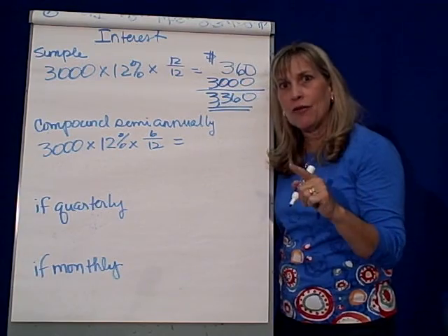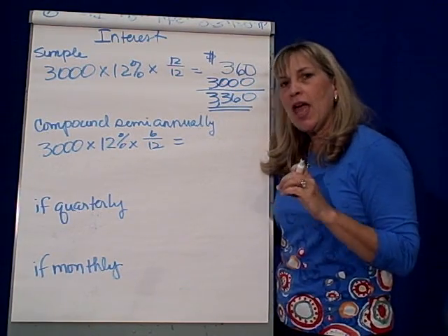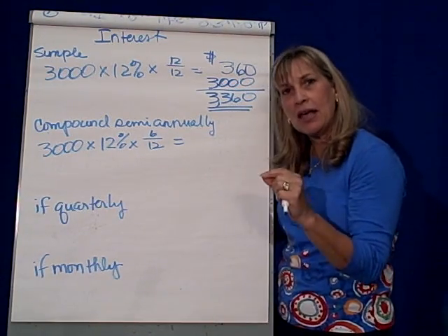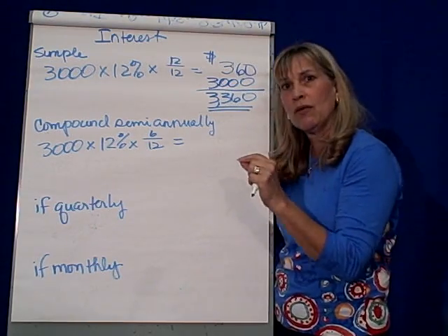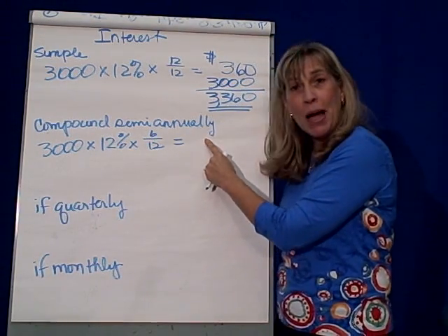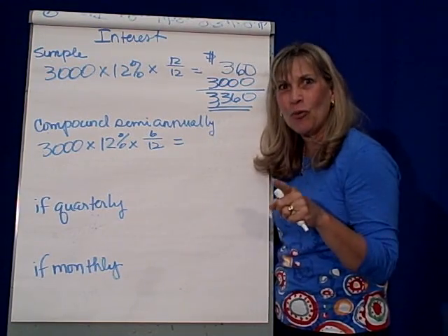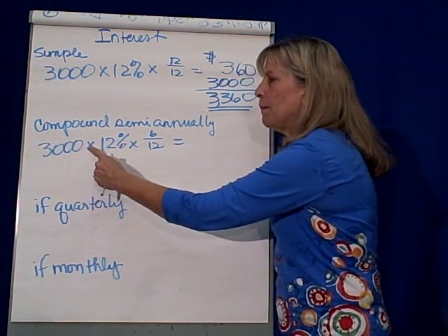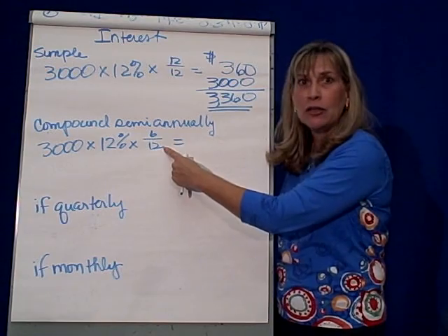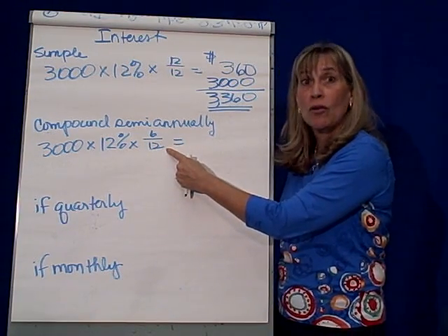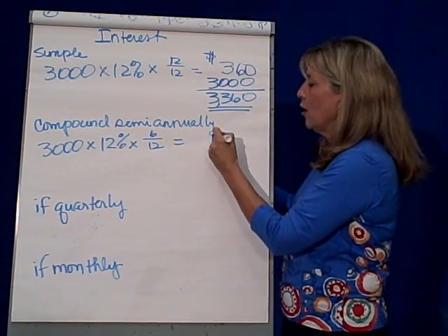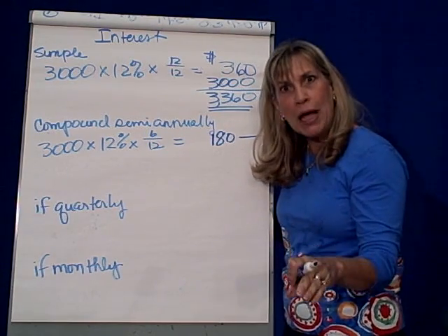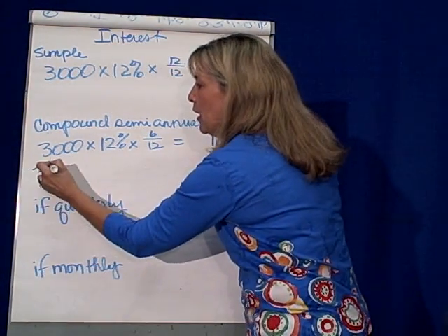Now, here's where it gets fun. Sometimes they'll say, well, we'll charge you interest, but we're going to compound it, meaning that they compute the amount of interest at certain points. So what if this interest is compounded semi-annually? Here's what happens. You'll start paying interest on your interest. So 3,000, 12% compounded semi-annually means I'm going to figure out the interest for 6/12, or half a year, which is $180. Then what happens is that $180, because you haven't paid it yet, gets included in the principal.